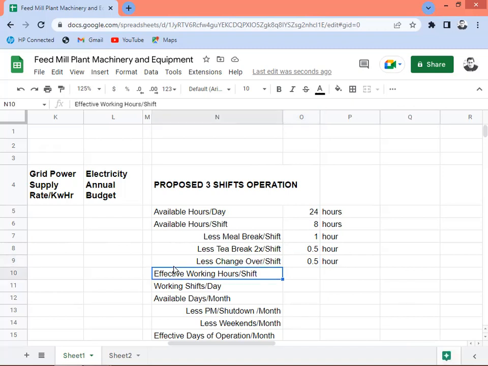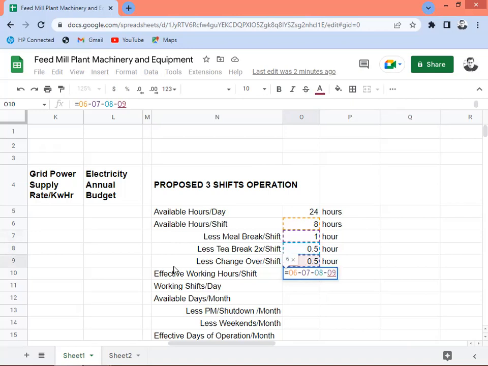So what would be our effective working hours then per shift? Okay, the available hour per shift is 8 hours, right? Less 1 hour, and then less 0.5 hour, then less this 0.5 hour, and that would be 6. So effective working hours per shift is what? Okay, 6 hours only, not 8 hours. Effectively only 6 hours.